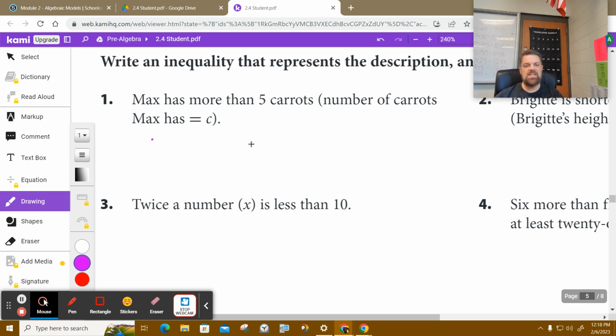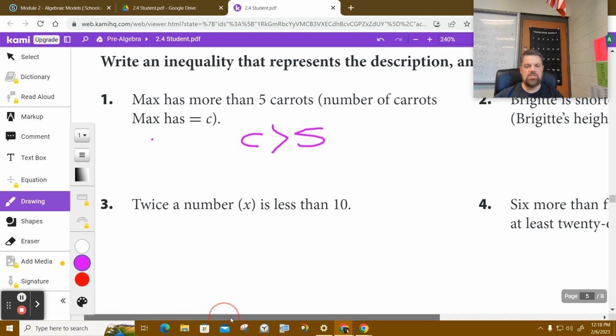Well, we've got C, and he has more than 5. Could you say C? Now, what's another way to say more than? More, greater than 5. Do you think that works? Well, think about it and let me know. I think that works. All right, let's try the next one.